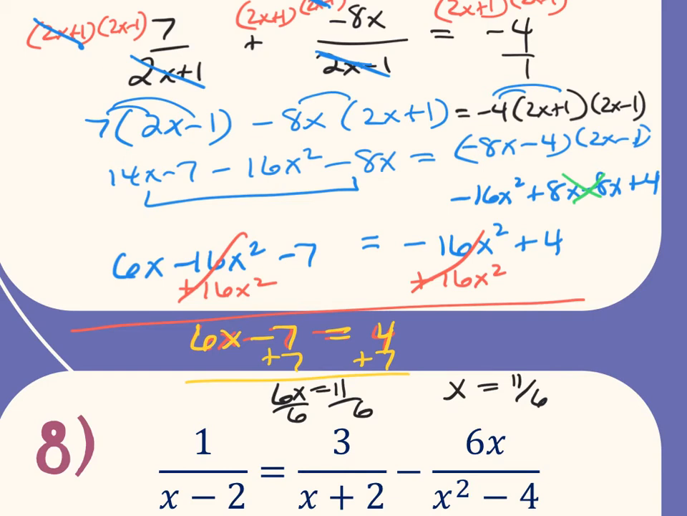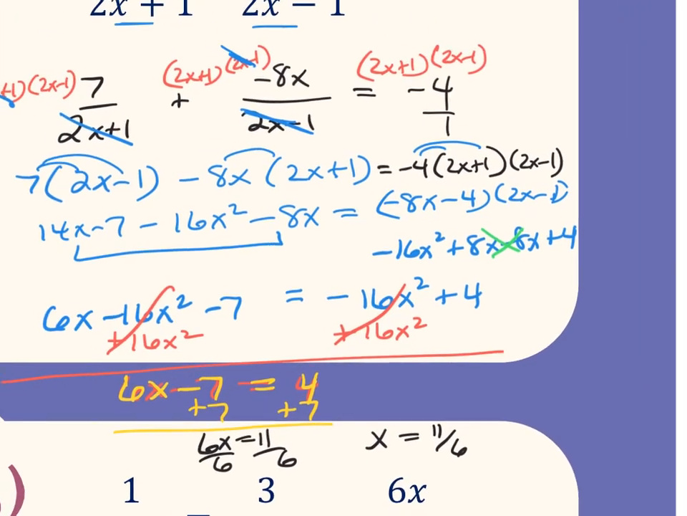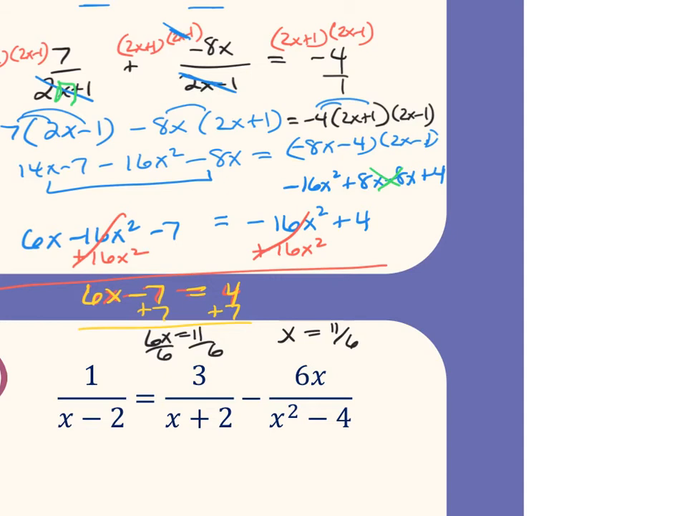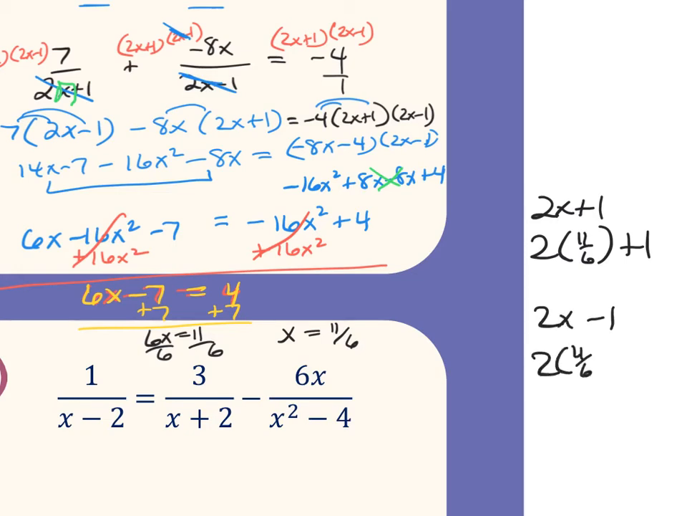Now I got to check this because there were variables in the denominator. Now, what we'll do is we'll put it up here. So when I do 2x plus 1, and if I put in 11 over 6, this isn't going to give me a 0. It's going to give me another number. Same thing if it were here. If I plug it in, this is also not going to give me a 0.